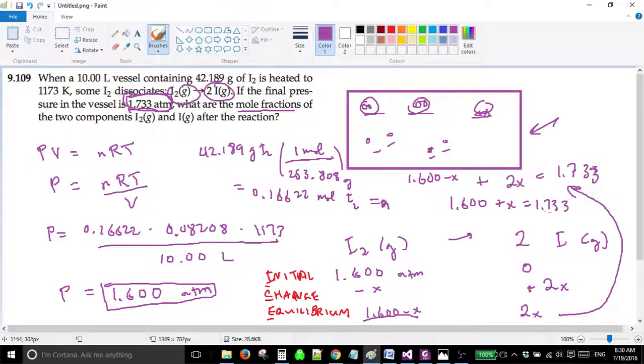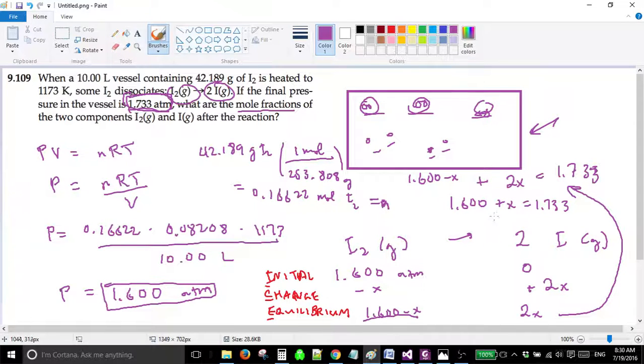Why is that legal? It's legal because of Dalton's law of partial pressures. You know that in the container, at the end of the reaction, you have some leftover iodine gas, and you have a bunch of iodine atoms. Well, the partial pressure exerted by the iodine gas, which is the reactant side, plus the partial pressure exerted by the other gas in the container, which is the atomic iodine, the product side, equals the total pressure. That's Dalton's law of partial pressure. So that means I can just add these things up and get 1.733. So that's why this problem is supposed to be so hard.